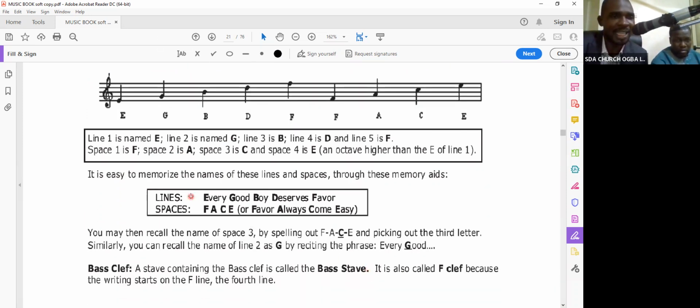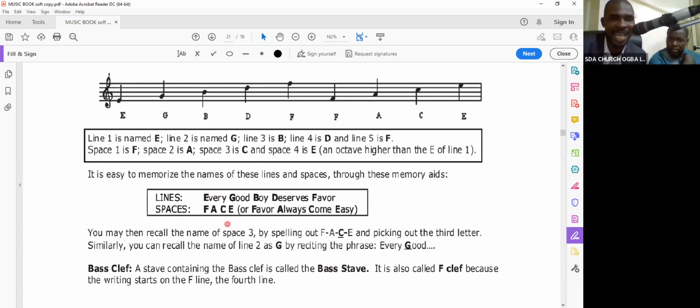So, as I have described, there is what we use to recollect these letter names on the treble stave, and anyone can design however they want to use to remember it. It may not really be how everybody describes it, but based on this book, we have decided to use this.